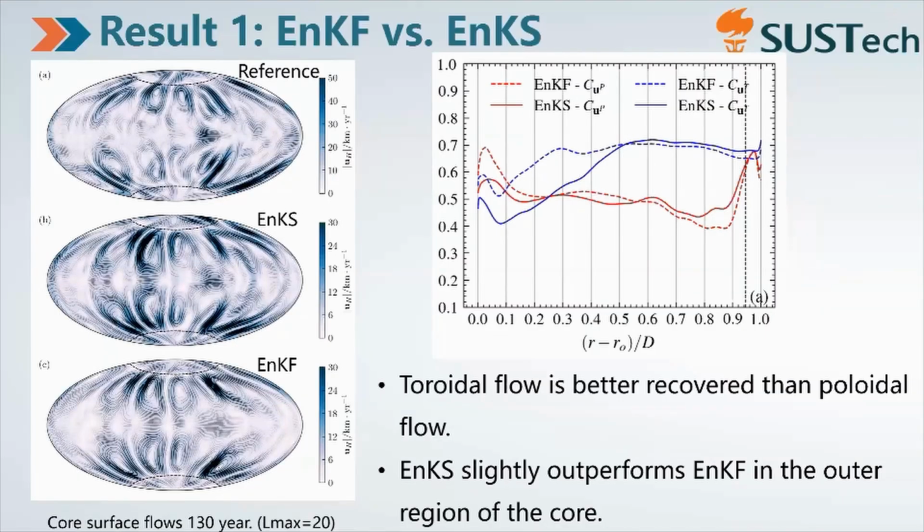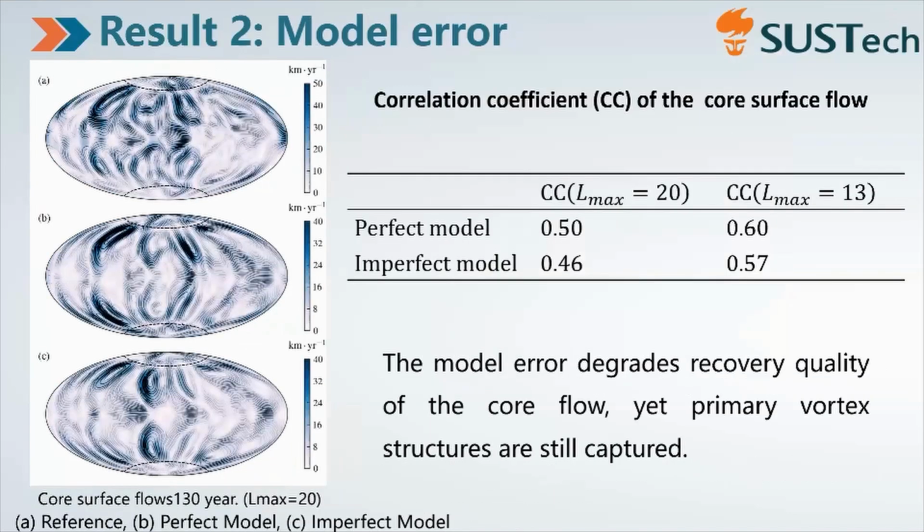And that's the core surface flow. It's basically the same thing, but here we plot the flow at the core surface, truncated at spherical harmonic degree 20. Again, it seems that ENKS is slightly better. And to quantify this, we use the correlation coefficient to measure the performance quantitatively. You can see that in the outer region, the ENKS is slightly better than the ENKF method alone.